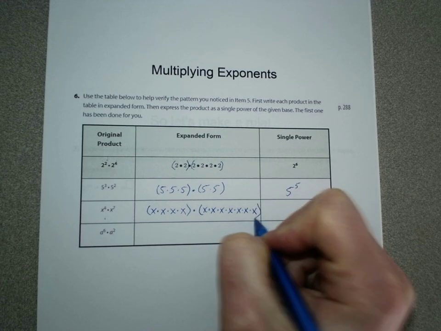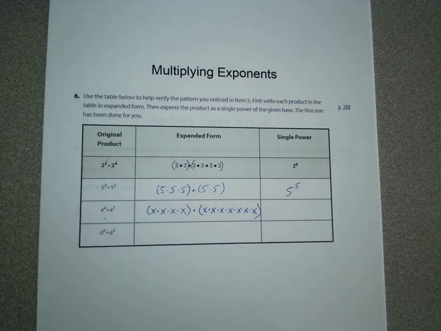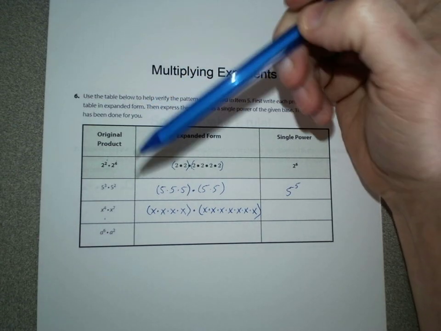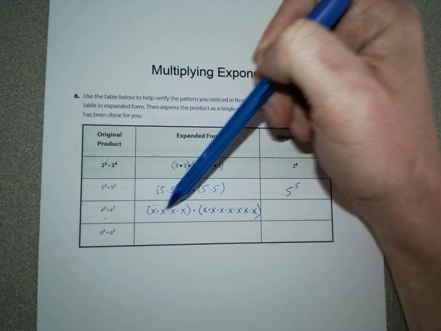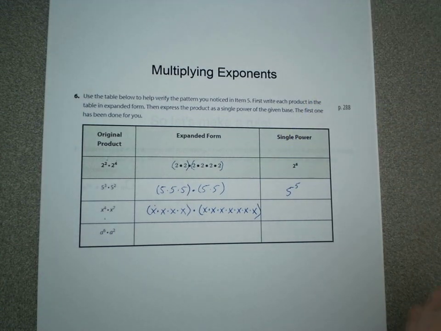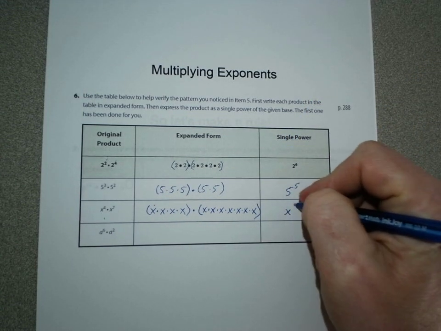So we have x to the fourth power times x to the seventh power, and we want to know what is another way that we could write that. We simply count how many x's we have: 1, 2, 3, 4, 5, 6, 7, 8, 9, 10, 11 x's. So we can rewrite this big giant monster as x to the 11th power.